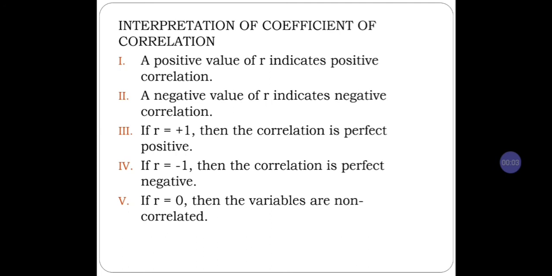Interpretation of the coefficient of correlation. A positive value of R indicates positive correlation. A negative value of R indicates negative correlation. If R is equal to plus 1, then the correlation is perfectly positive. If R is minus 1, it is perfectly negative. These are the things which were explained previously, and the same are given in the points here. Then if R is 0, it is non-correlated.